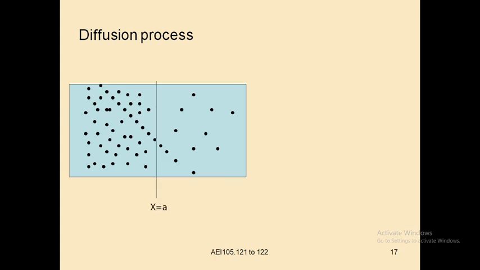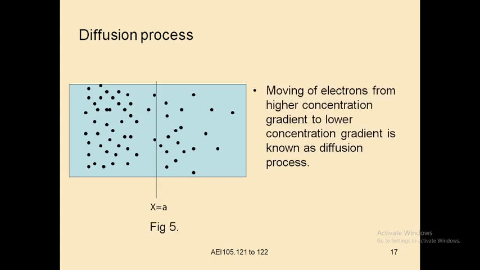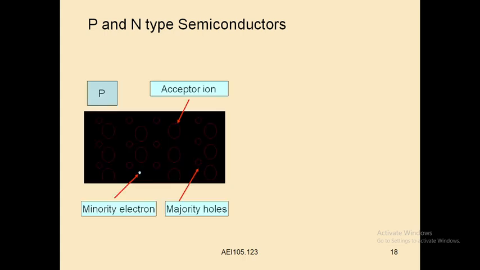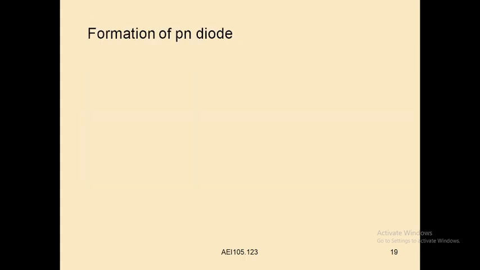While coming to the diffusion process, the moving of electrons from a higher concentration gradient to a lower concentration gradient is known as the diffusion process. Here P and N type semiconductors are shown. How will a PN junction be formed? The basic diode we are going to learn in semiconductor devices is the PN junction diode.